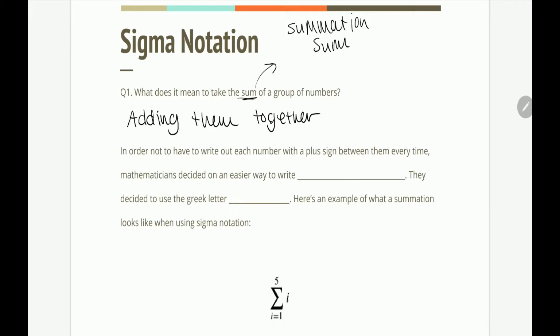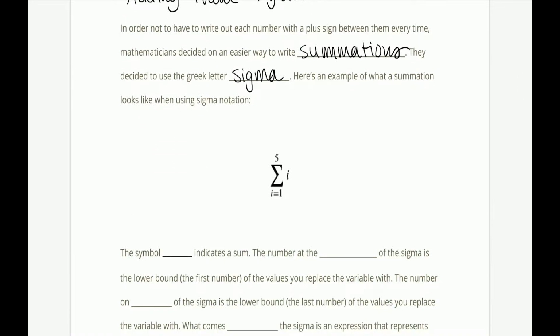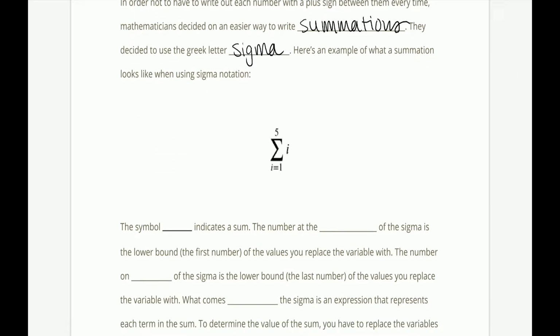Okay? Well, in order not to have to write out each number with a plus sign in between them every time, like we had to do whenever we did the mean, median, and mode, mathematicians decided on an easier way to write summations. They decided to use the Greek letter sigma in order to represent a summation. So here's an example of what a summation looks like using the sigma notation.